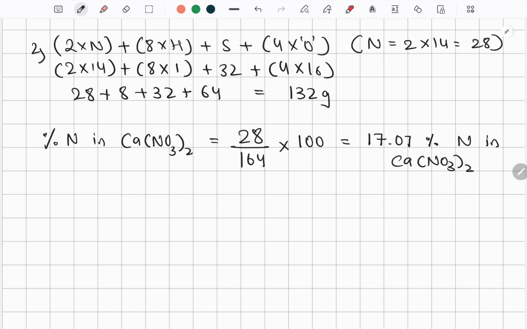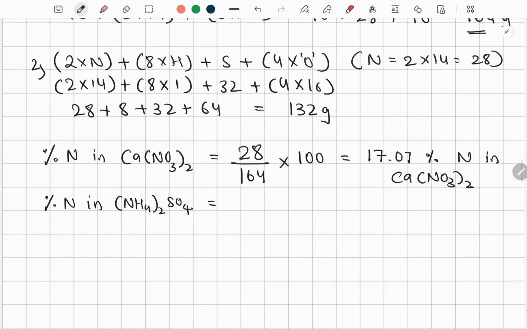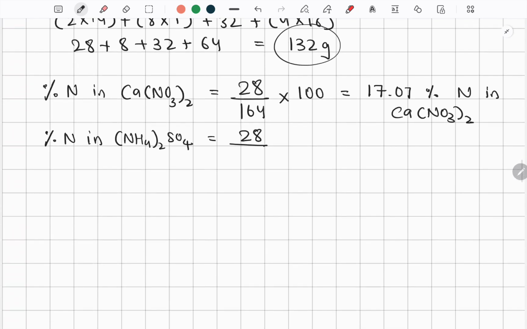Now second, percentage of nitrogen in (NH4)2SO4, which is nothing but the ammonium sulfate. What was the total weight of the nitrogen in the ammonium sulfate? So 28. Perfect. Divided by the total weight of the ammonium sulfate, so it was 132, into 100. When you solve this part, 28 by 132 into 100 is equal to 21.21 percentage of nitrogen in ammonium sulfate. So the answer is very clear.